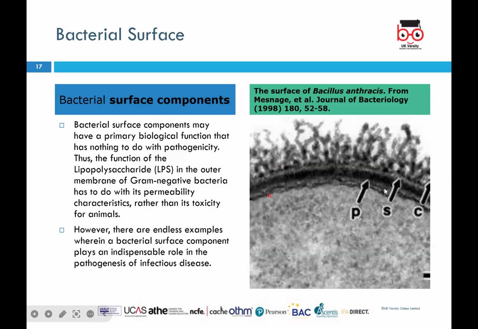And gram negative, we said, what are gram negative organisms? Those which don't take stains. We looked at them under the microscope, and if they stain, they're gram positive. If they don't stain, they're gram negative. But there are endless examples wherein a bacterial surface component plays an indispensable role in the pathogenesis of infectious diseases. This is just to show that not all components of an organism are there for causing toxicity. They have different functions as well.